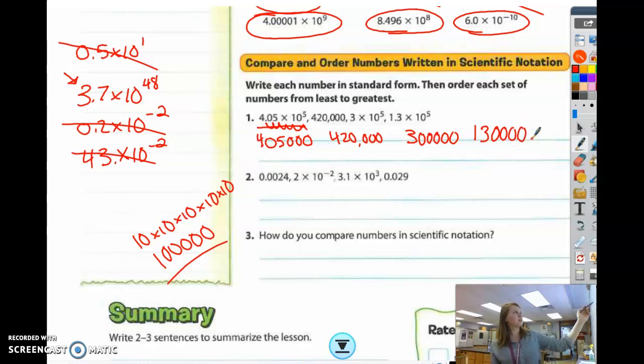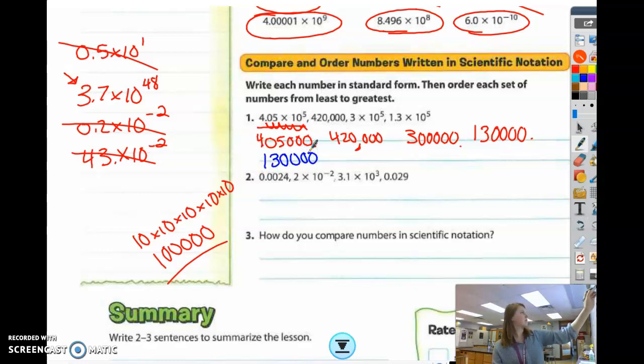You don't have to put the decimal at the end. If you want to, you can. This one's a comma, not a decimal. So now we have to go least to greatest. If we go least to greatest, which one's smallest? I think this one's smallest, right? 1, 2, 3, 4, 5. Ooh, this one's smallest. So I'm going to write 1, 3, 0, 0, 0, 0.